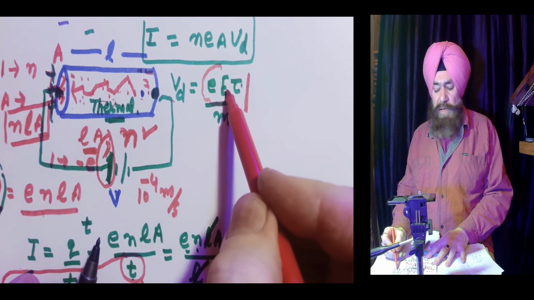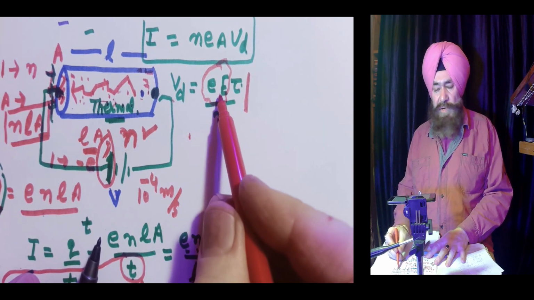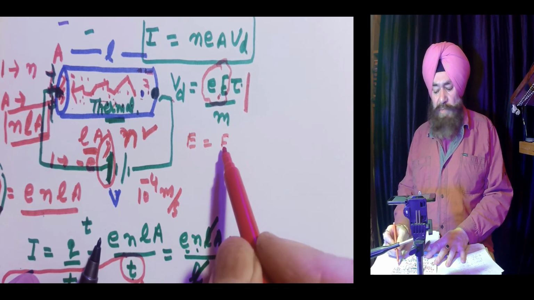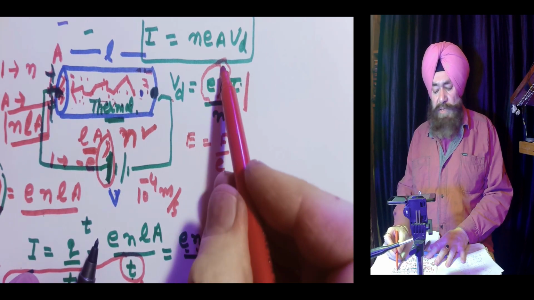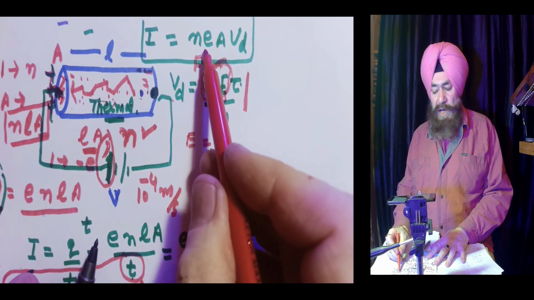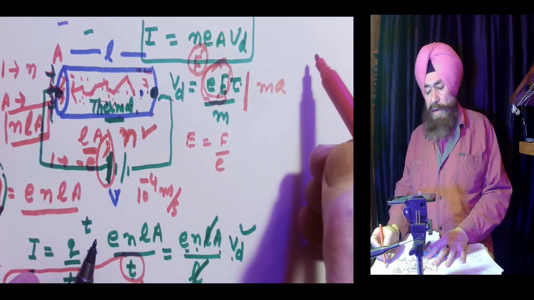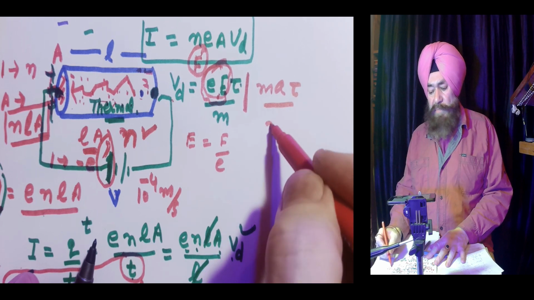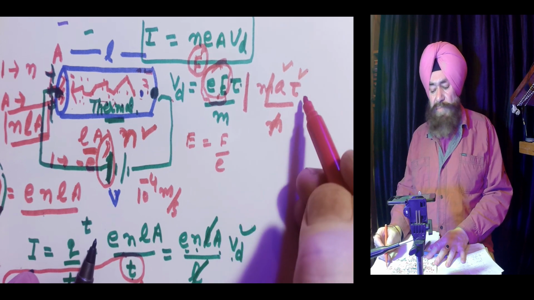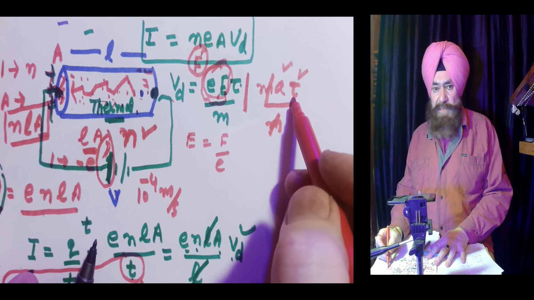Because e into E, what is it? This is actually a force, because electric field is force upon charge. So this is actually a force, and if this is force, F equals m a. So this is m a tau upon m. So m cancels, leaving acceleration into the time. What is this tau? Tau is the time between two successive collisions.